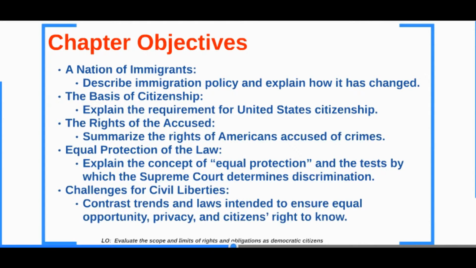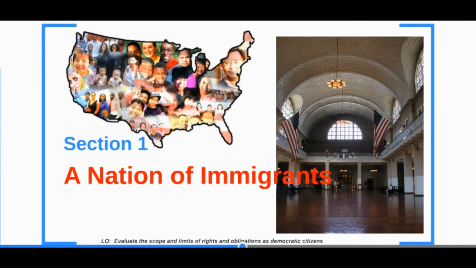Section 5. Challenges for civil liberties. Contrast trends and laws intended to ensure equal opportunity, privacy, and citizens' right to know. Section 1. A Nation of Immigrants.